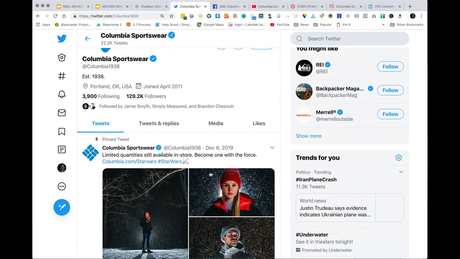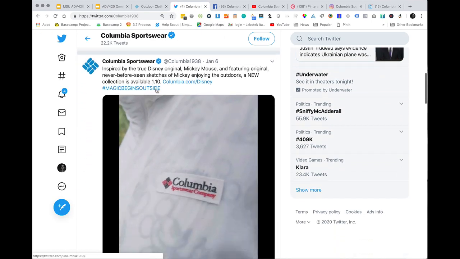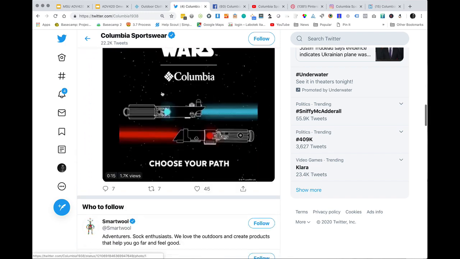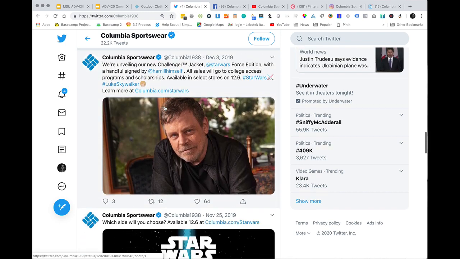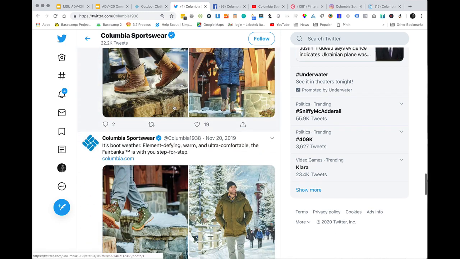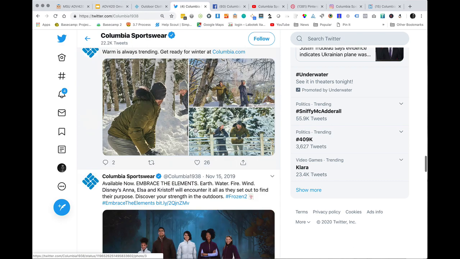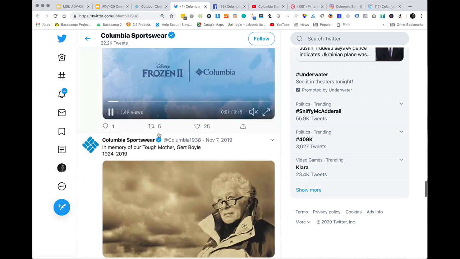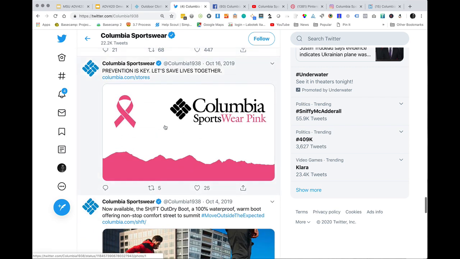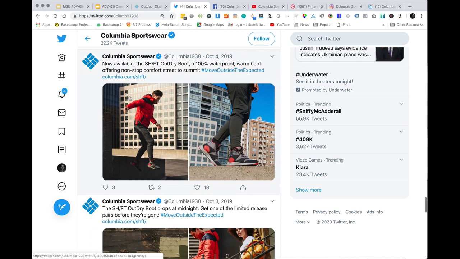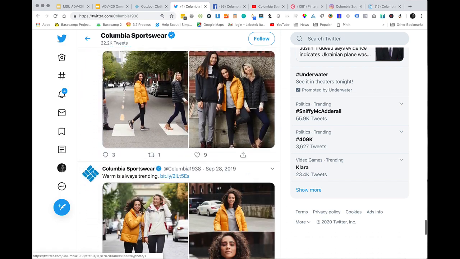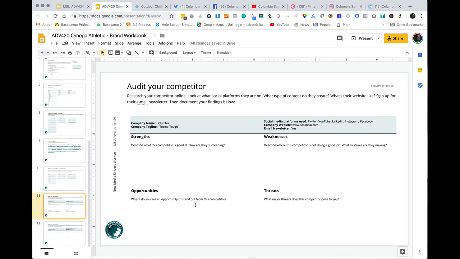What are their weaknesses? For example, looking through their Twitter feed, what we see is most of what they're tweeting is just advertising new products. So we could say one of their weaknesses is they're not using social media really well. Their strategy just isn't that great. They're focused more on getting people to buy than providing high quality content that people want to engage with. So you might list that there.